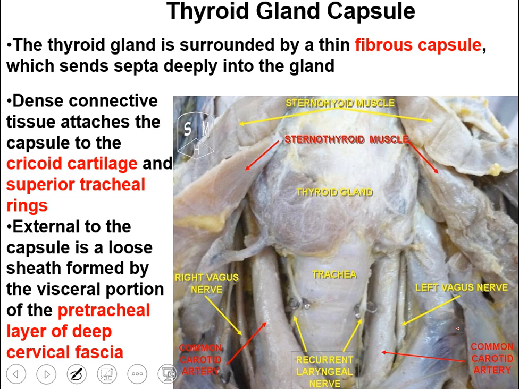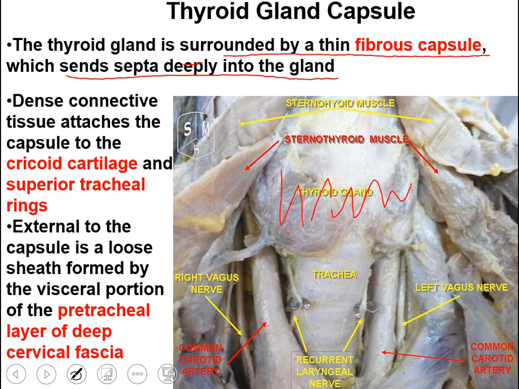Now back to our thyroid gland anatomy. Let's talk about thyroid gland capsule. This is the next important anatomical structure we need to discuss. The thyroid gland is surrounded by a thin fibrous capsule, which you can see here on this picture, covering surface of thyroid gland. The capsule sends septa deeply into the gland, and dense connective tissue attaches the capsule to cricoid cartilage and superior tracheal rings, as it's shown here.